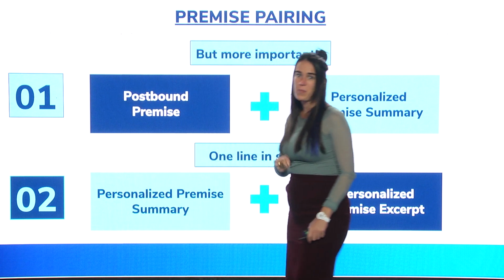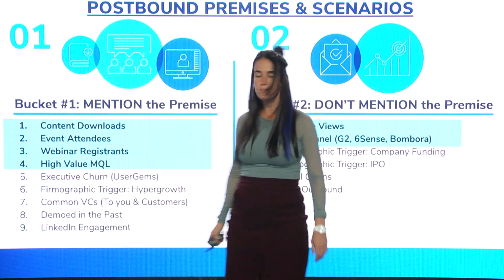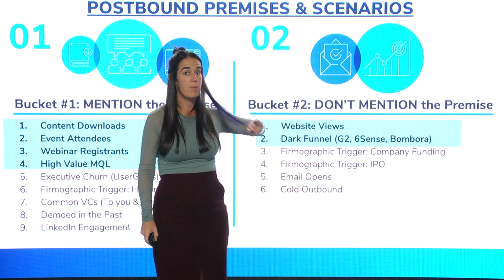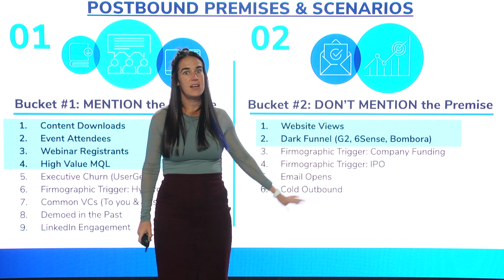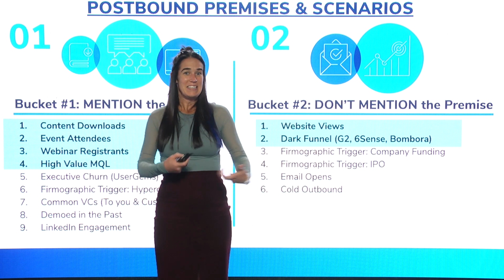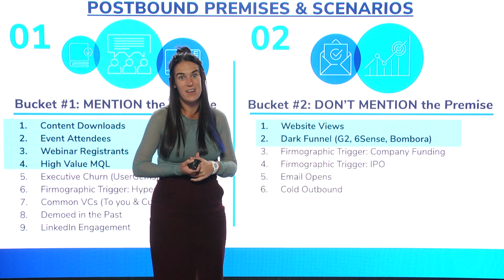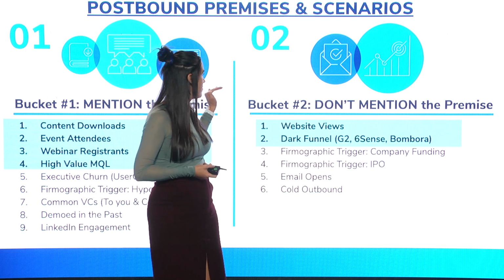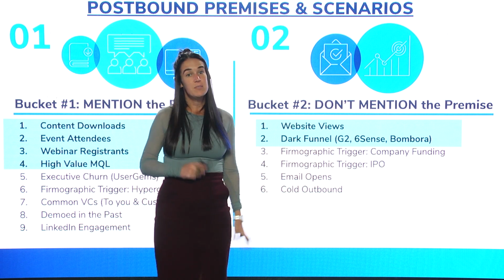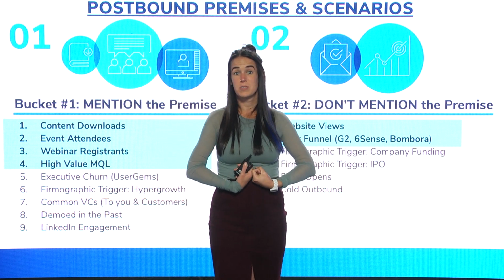If you don't have a postbound premise, so this would be bucket number two in specific. Again, bucket number 2 is all of the sequences that you're building where it makes the prospect important to you, but it's not necessarily something you want to mention. Something like website views. It's a little intrusive if someone viewed your website and then all of a sudden you're sending them an email about it. So in bucket number 2, and you've got anything from website views to dark funnel to IPO email opens to cold outbound, in this bucket, you're going to need to personalize again and lean on that personalization solely within your email.